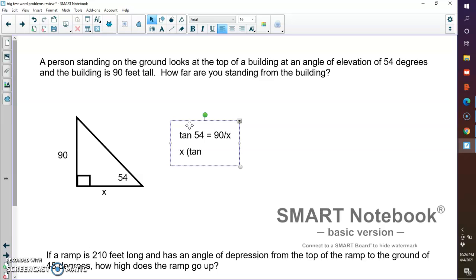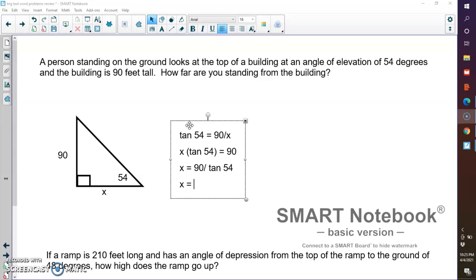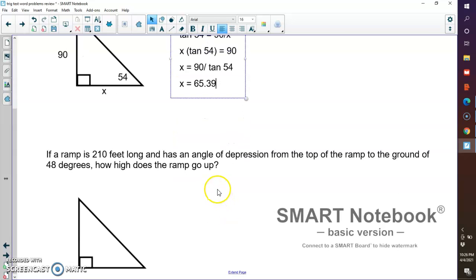We multiply both sides by the x. Once again, when that variable is in the denominator, it's a two-step problem. We divide both sides by the tangent of 54. So 90 divided by the tangent of 54 is going to be 65.39. Sorry, I didn't print there. 65.39. All right, and the final one.